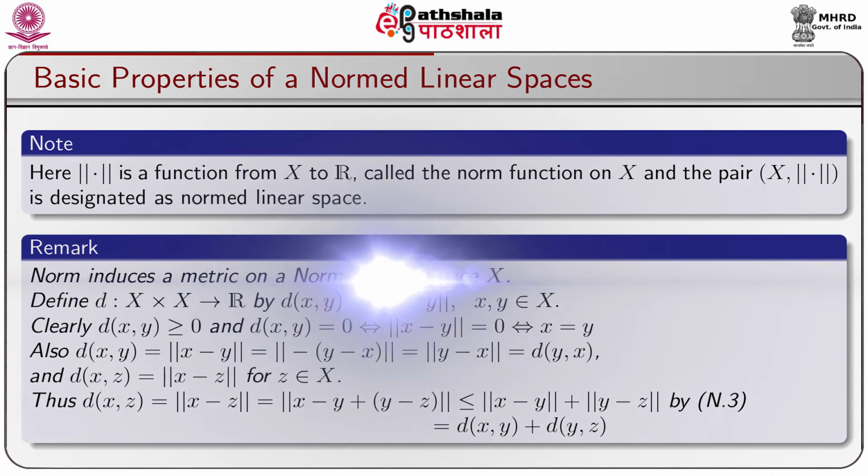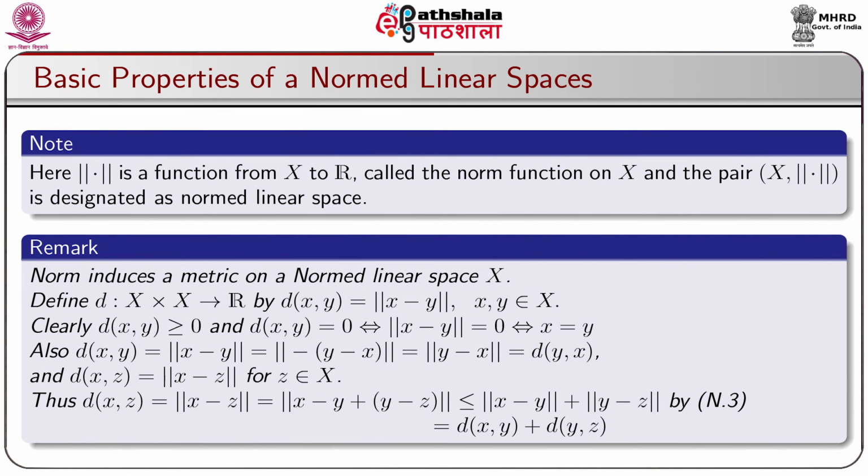Now, the norm induces a metric on a normed linear space. Define d from X cross X to R by d of x, y is equal to the norm of x minus y, where x, y belong to X. Clearly, d of x, y is greater than or equal to 0, and d of x, y equals 0 if and only if the norm of x minus y is equal to 0, if and only if x is equal to y.